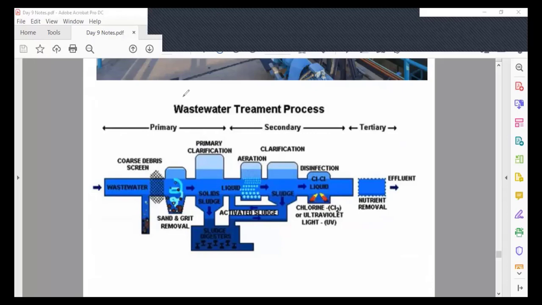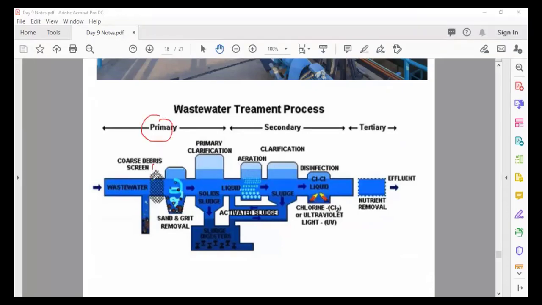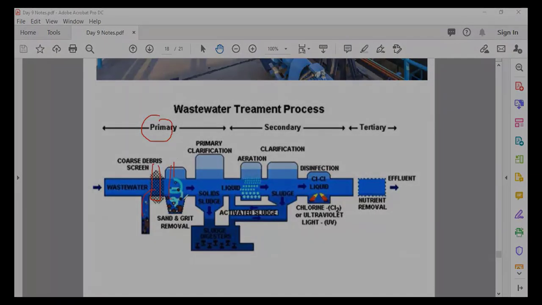You can see here, again the same thing. This is the primary. You have this filter to remove the large particles. Then this is the first sediment.